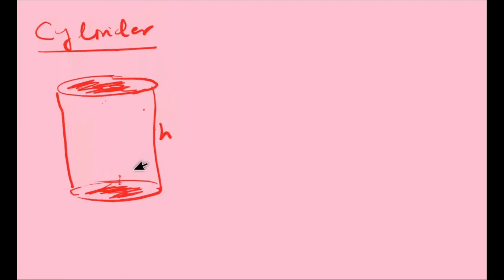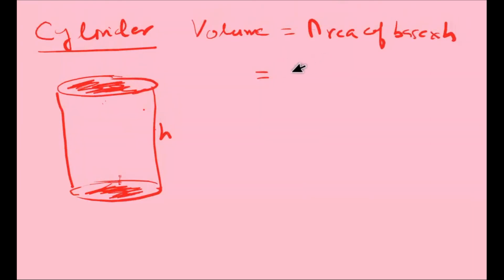You can take a cylinder in your hand and touch it, and then you can see this is 1 edge and this is 1 edge, only 2 edges. So now talking about the volume. Volume equal to, as I already said in prism, area of base into height. Area of base is circle, therefore it is pi r square into h.